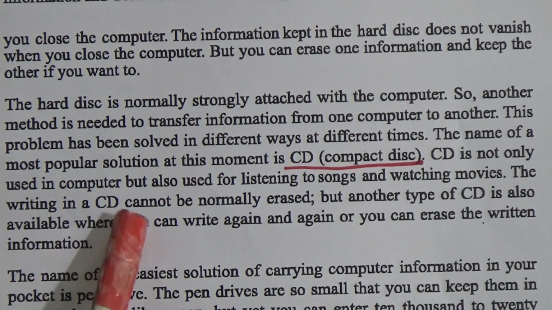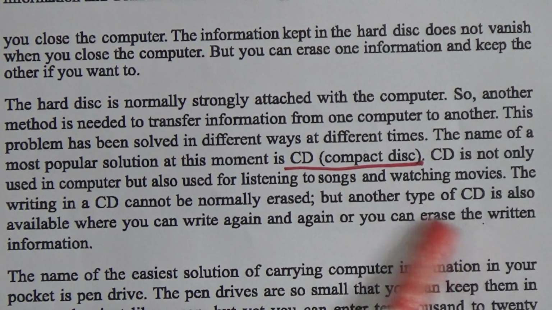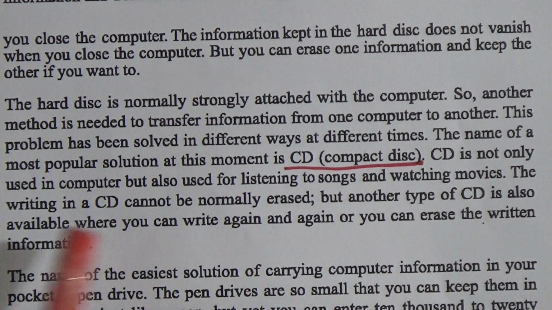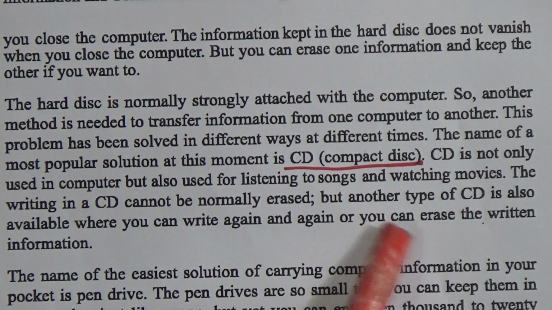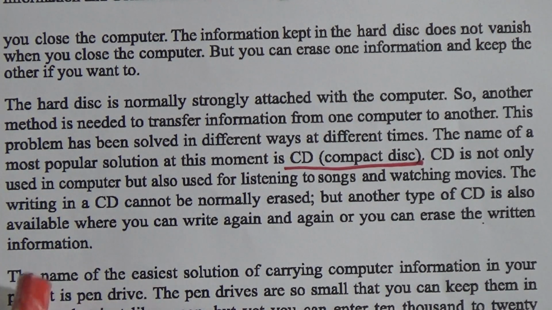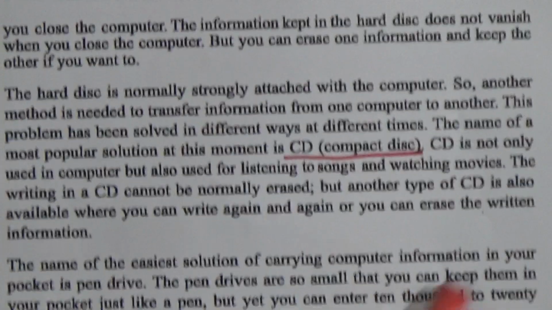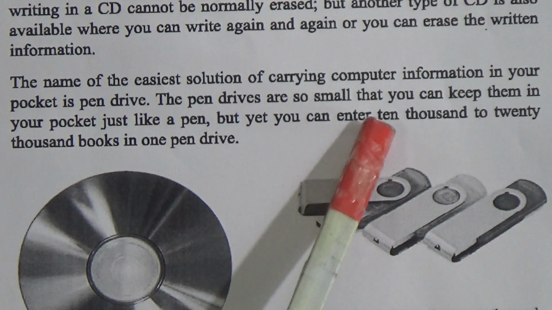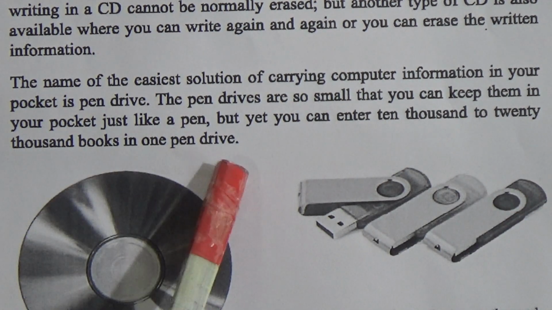The writing in a CD cannot be normally erased, but another type of CD is also available where you can write again and again, or you can erase the written information. The name of the easiest solution of carrying computer information in your pocket is pen drive. The pen drives are so small that you can keep them in your pocket just like a pen. It looks like a pen, but yet you can enter 10,000 to 20,000 books in one pen drive.